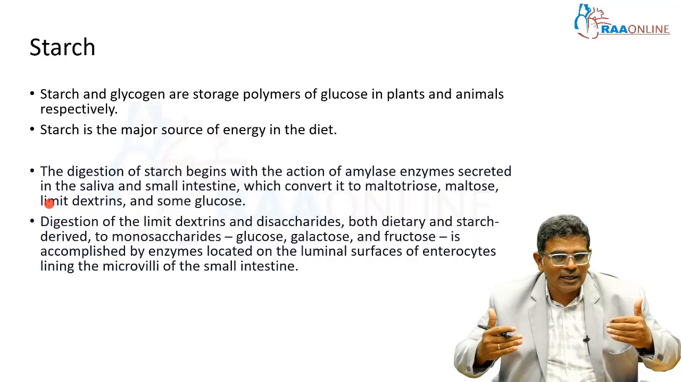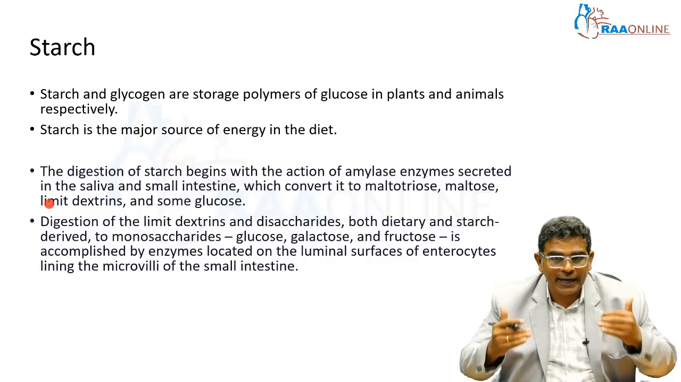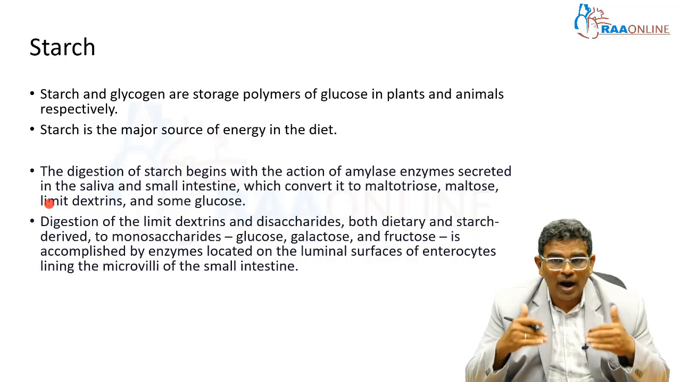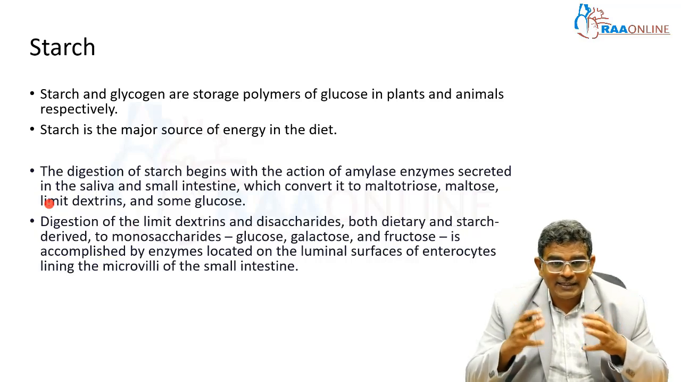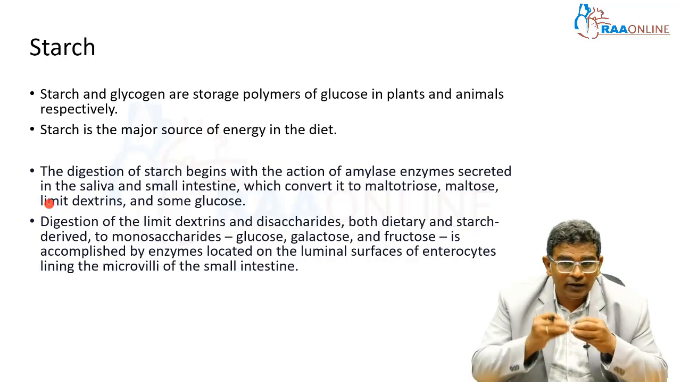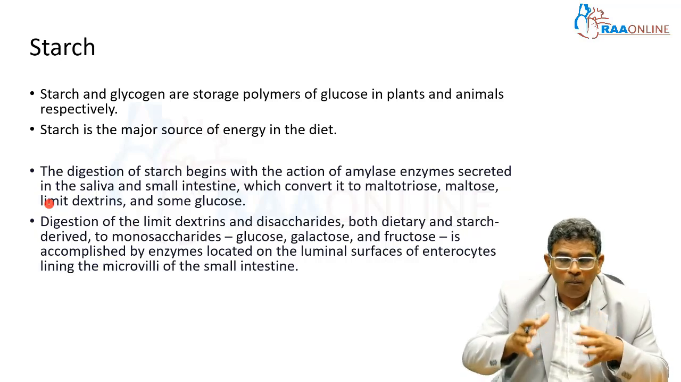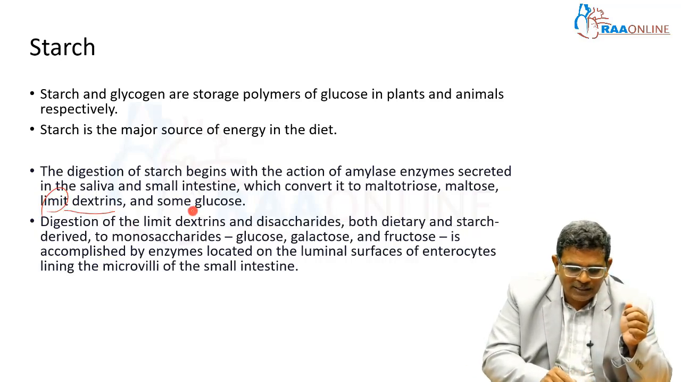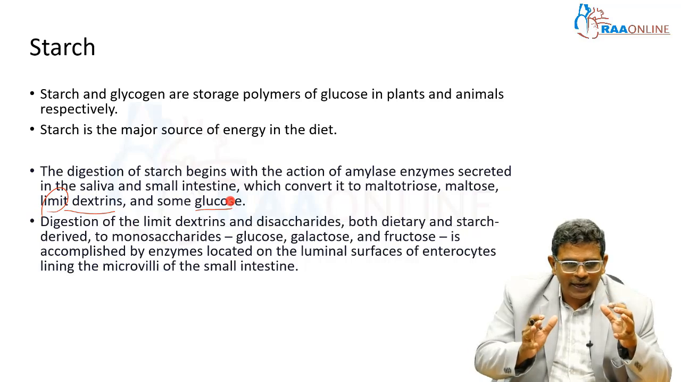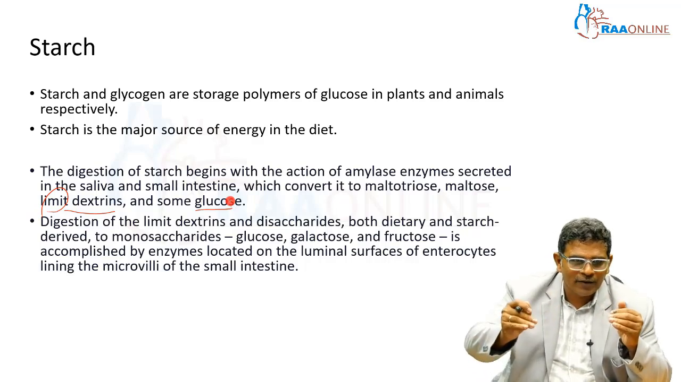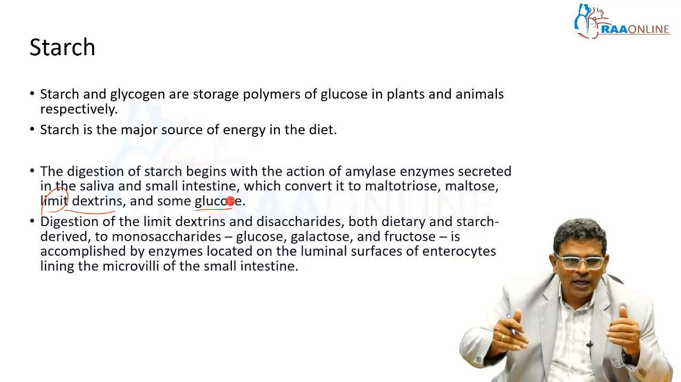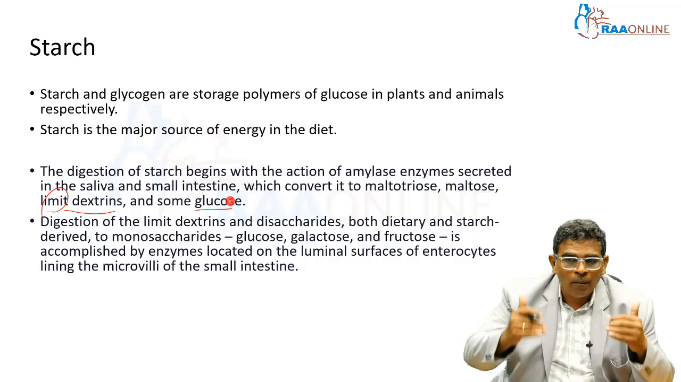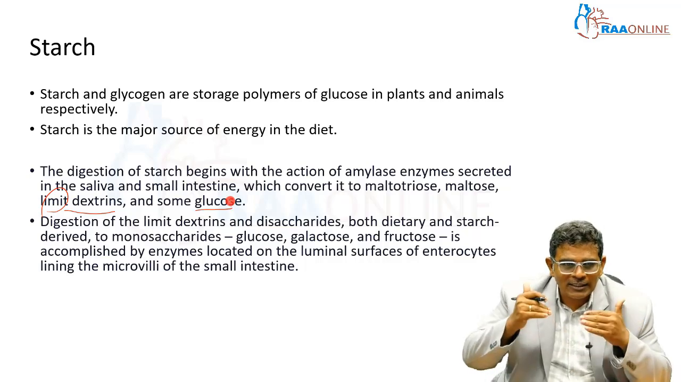We saw starch is a major source of energy in the diet, and that has to be broken down. Digestion of starch begins with the action of amylase enzymes secreted in the saliva and small intestine, which convert it into maltodextrins, maltose, limit dextrins, the non-resolving dextrins, and some glucose. So they are acted on by enzymes from the saliva and pancreatic amylase, where the digestion begins, and the starch gets converted to maltodextrins, maltose, dextrin and some glucose.